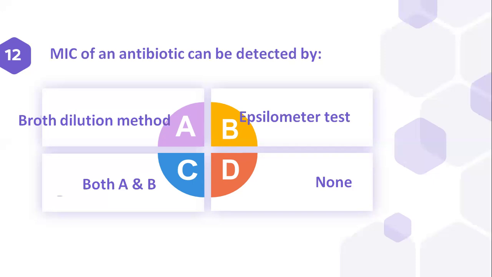Here the right answer is option C, both A and B. That is the broth dilution method and epsilometer test. They detect the MIC of an antibiotic.